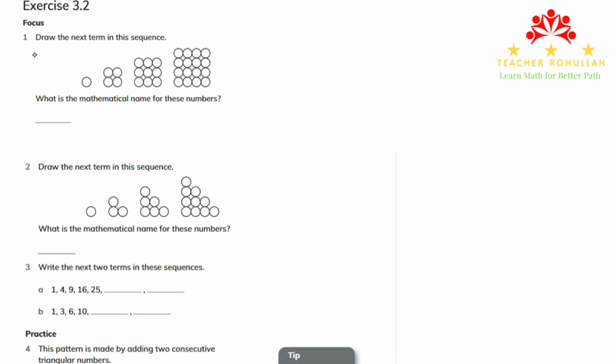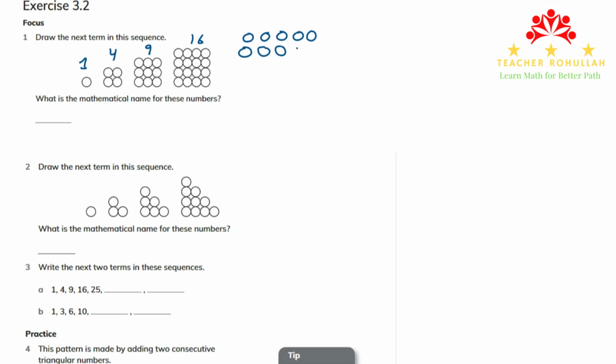In question 1 of this exercise, it says, draw the next term in this sequence. So this sequence is the sequence of square numbers. This one is 1, this is 4, this is 9, and this one is 16. So the next square number is 25. We can draw the pattern 1, 2, 3, 4, 5. So this array over here has 5 columns and 5 rows. So I have to draw another 4 rows over here.